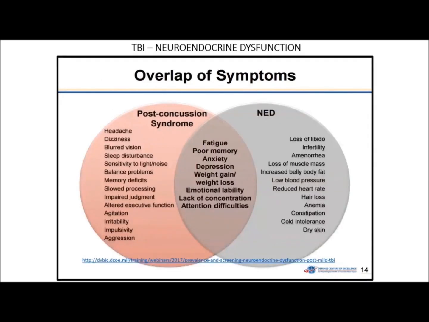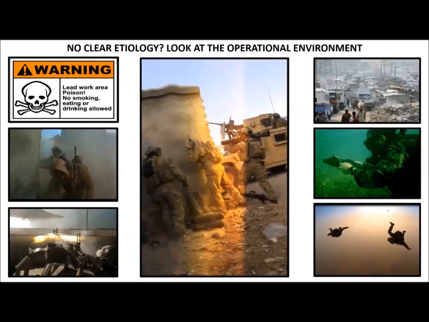Overlapping symptoms with post-concussive syndrome and neuroendocrine dysfunction: you're looking at the same hormones over and over, same symptoms over and over again for these hormone imbalances. Fatigue, poor memory, anxiety, depression, weight gain, weight loss, emotional lability, lack of concentration, attention difficulties. This is pretty much my TBI intake of what I was telling these people was going on, and they still weren't looking at hormones or TBI as the cause, or anything from my environment causing these imbalances.